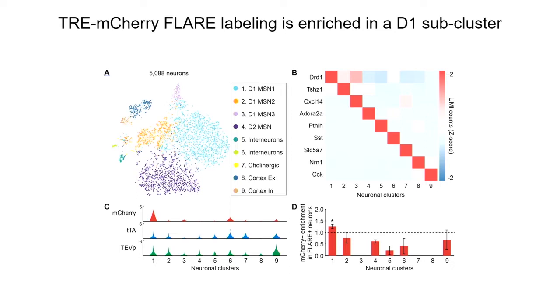Just to be absolutely certain of this result, what I did then was, rather than clustering all the neurons, I thresholded the neurons that highly expressed the FLARE components and then reclustered those to try to get rid of any effects being driven by differential FLARE expression.